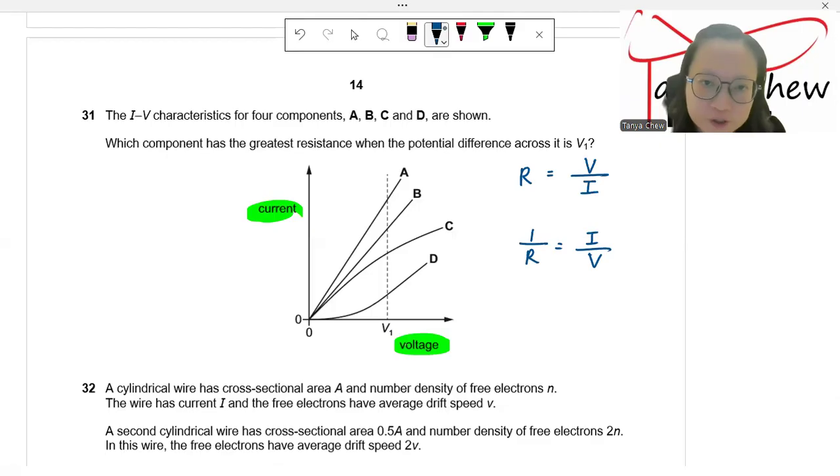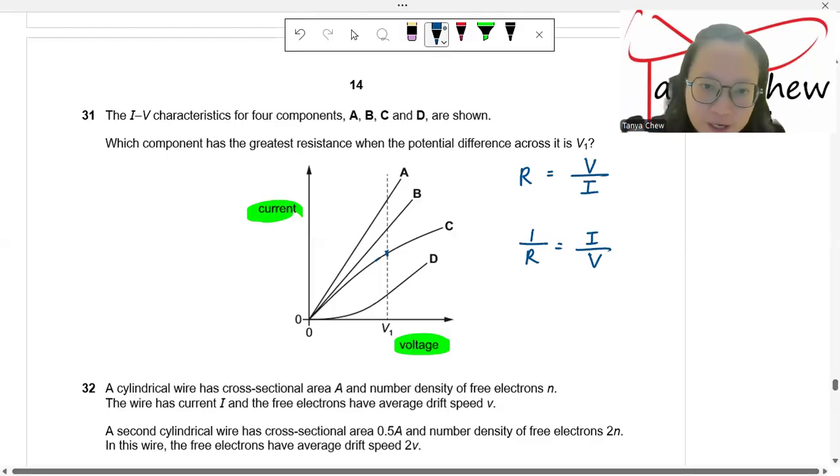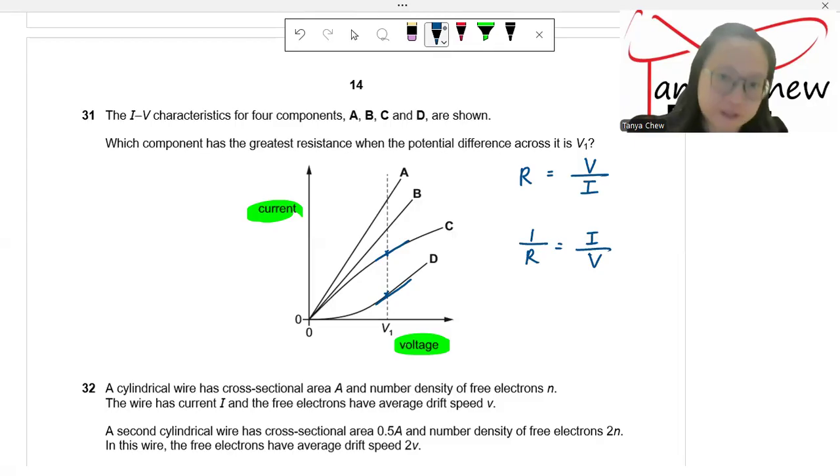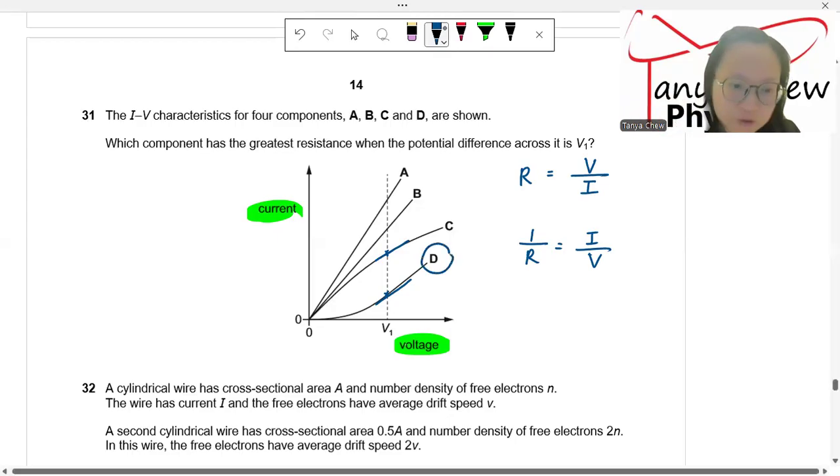Okay, so this one is a straight line. So this one is a tangent that I'm going to draw. I could see that the tangent of C is steeper as compared to the tangent of D. So the tangent of D is less steep as compared to A, B, and C. Less steep meaning to say that 1 over R value is the smallest, meaning to say that R is the largest value. D is the answer.